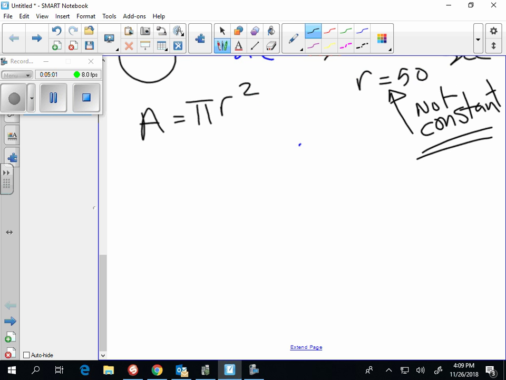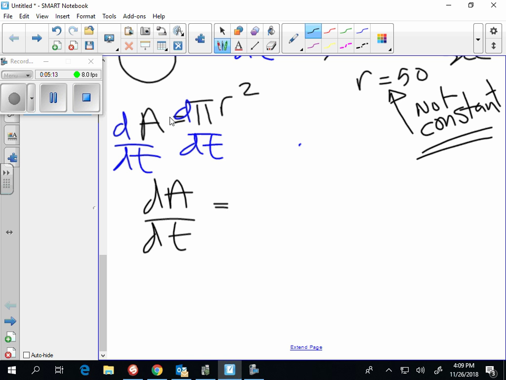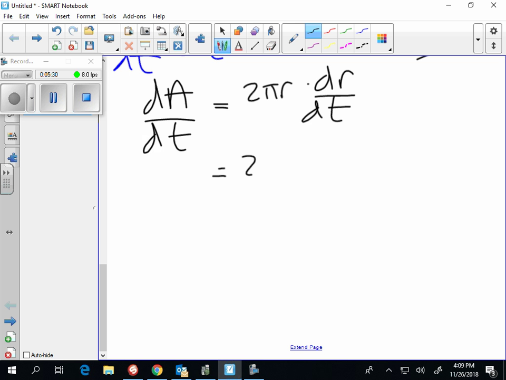Okay, so I'm going to take the derivative of both sides with respect to time. I'm going to, on the left-hand side, get dA/dt. Oh, that's the thing they asked me for. On the right-hand side, when I take the derivative of pi r squared, I get 2 pi r times the derivative of the inside r function with respect to time, dr/dt. Now let's plug in what we know. We know radius is 50, and we know dr/dt is 0.001.